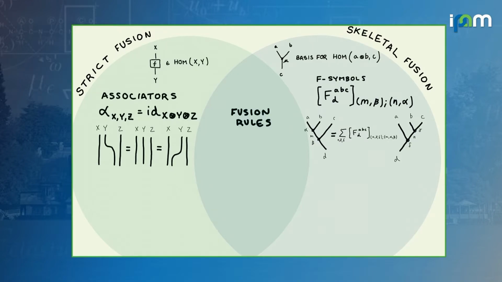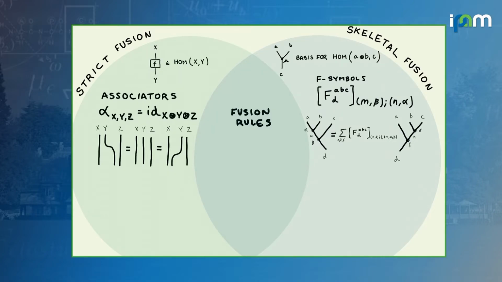So X, Y, and Z are just some arbitrary objects in your category. And the picture that's drawn here is supposed to represent an associator. You see at the top, these two are closer together, and at the bottom, these two are closer together. When the associators are strict, all these pictures are the same, and it doesn't matter. We're able to freely group these strands.